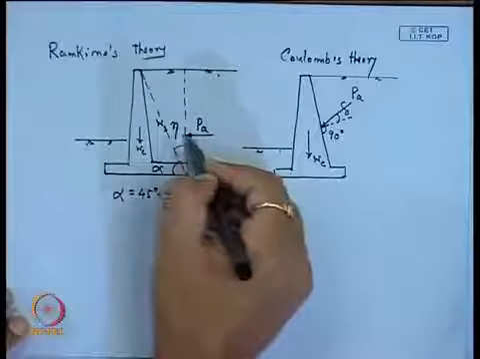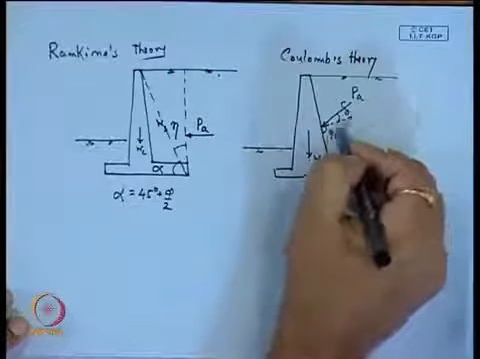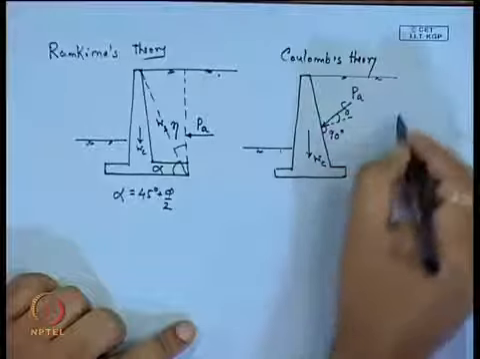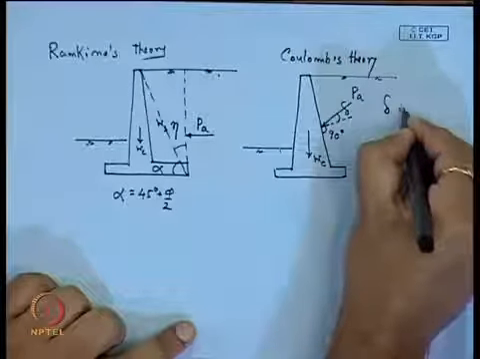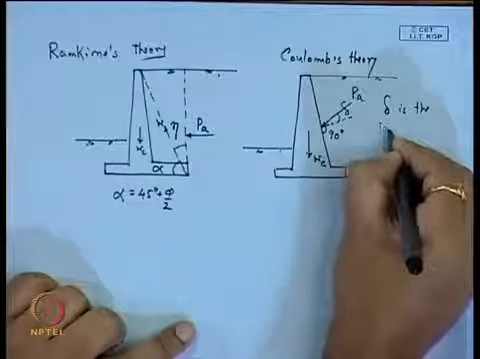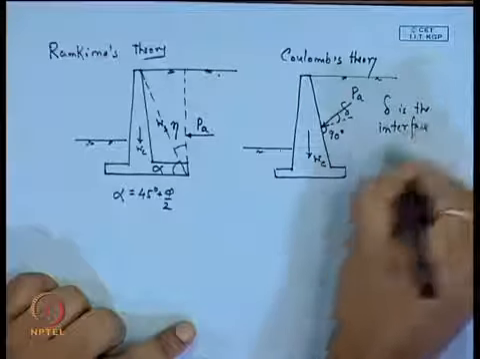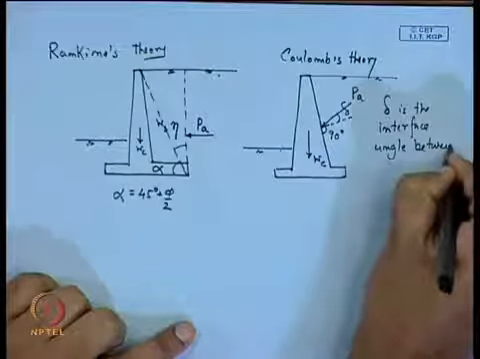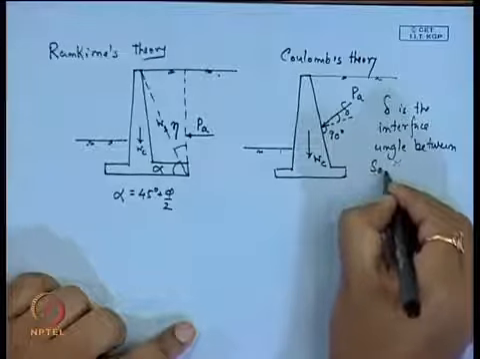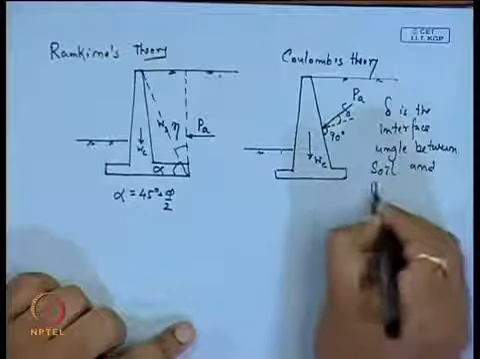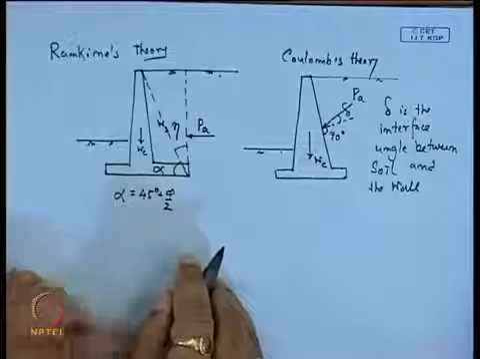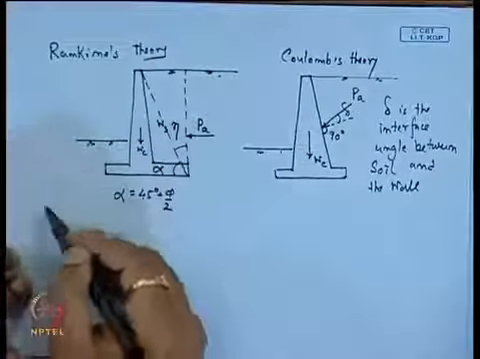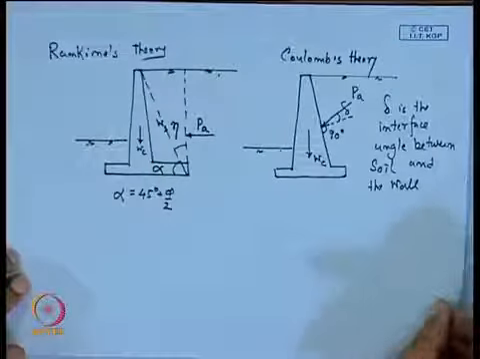But here this will act parallel to this ground surface, here it will act along the perpendicular line making an angle delta, where delta is the friction angle between the soil and wall. So, delta is the interface angle between soil and the wall. These two things we have to remember when we use the two different theories for this analysis.